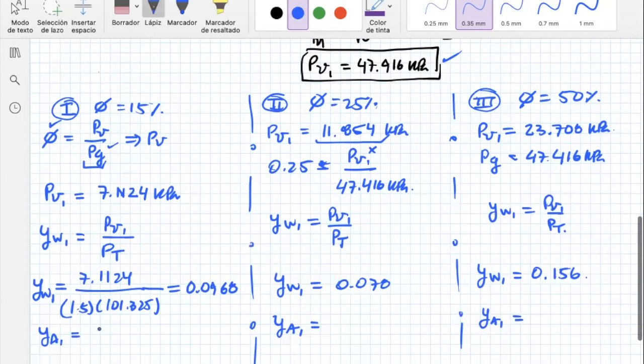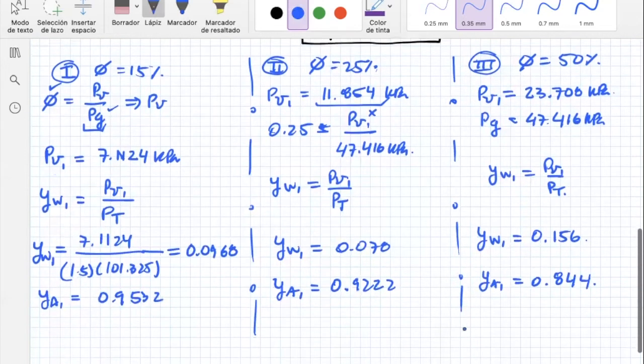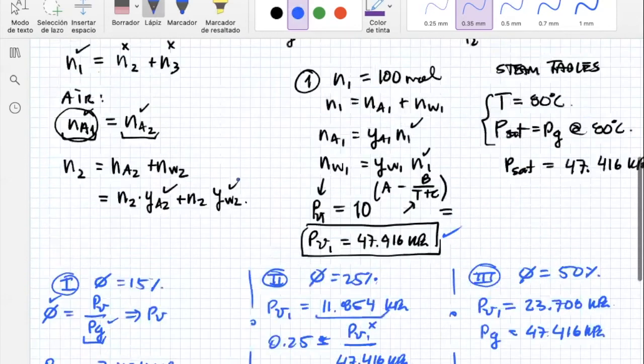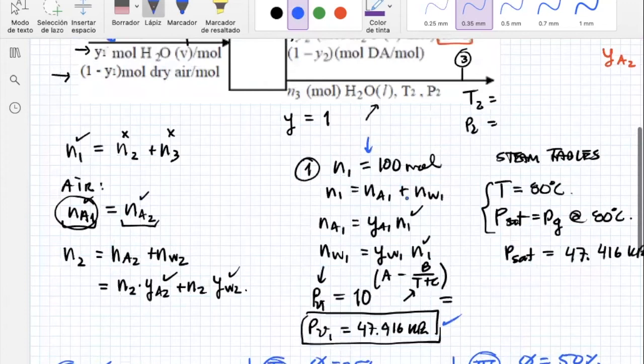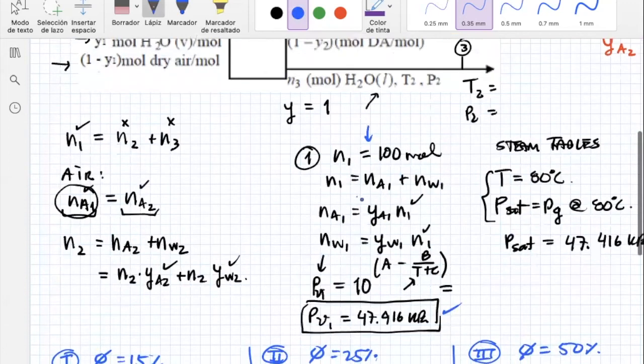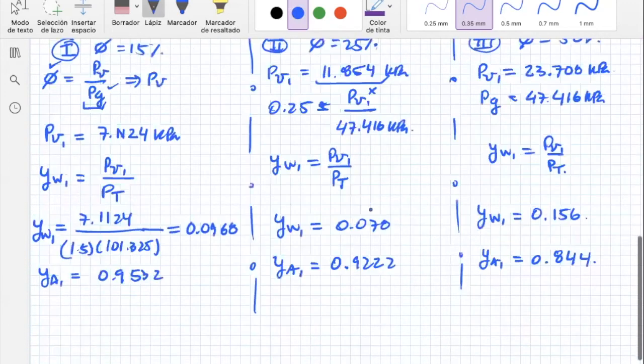So for this one, this is 0.9532, and this one is 0.9222, and this one is 0.84844. Okay, now that I have all of this, I can go back to point 1 and see if I can fulfill some of these equations. Maybe this one. So yes, you can already do that.